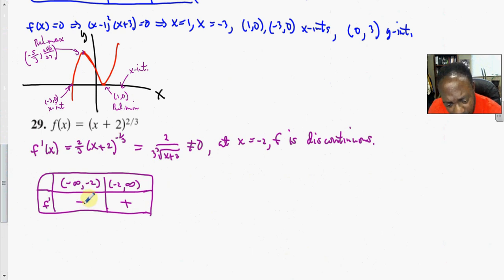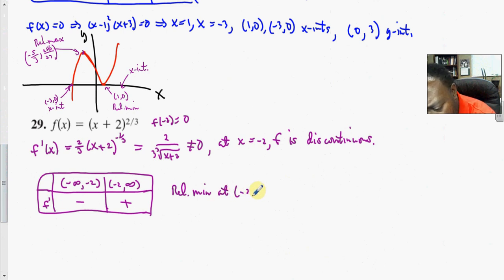So this means that it goes down and then up. We have a relative minimum at negative 2. Let's see, f of negative 2 is equal to 0. So relative minimum at the point (negative 2, 0).